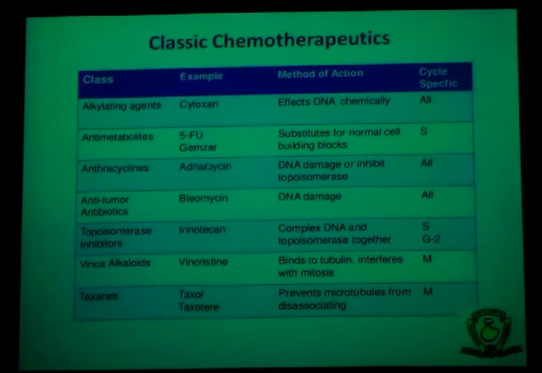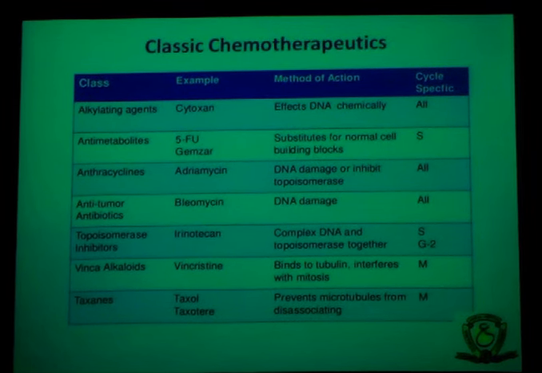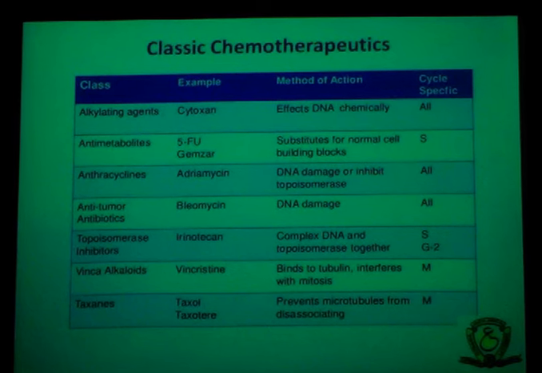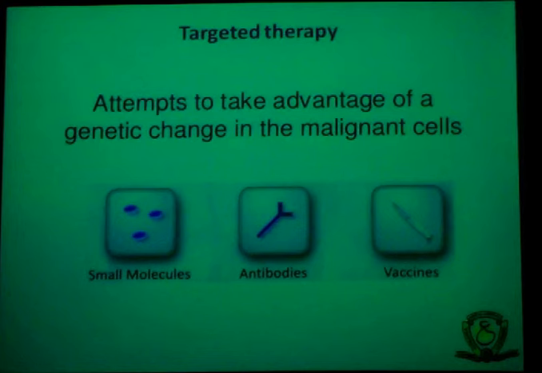Here are different classes of them. There are alkylating agents, antimetabolites, antibiotics. Topoisomerase is the enzyme that is important for DNA replication, repair, and so on. So there are three different kinds of targeted therapy. The most important ones are small molecules with a molecular weight of not more than 500. And there are antibodies also, like we took an example for breast cancer and lung cancer.